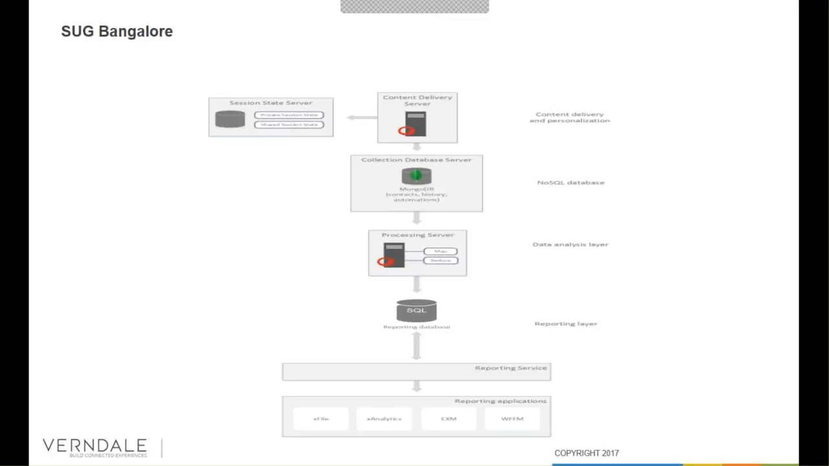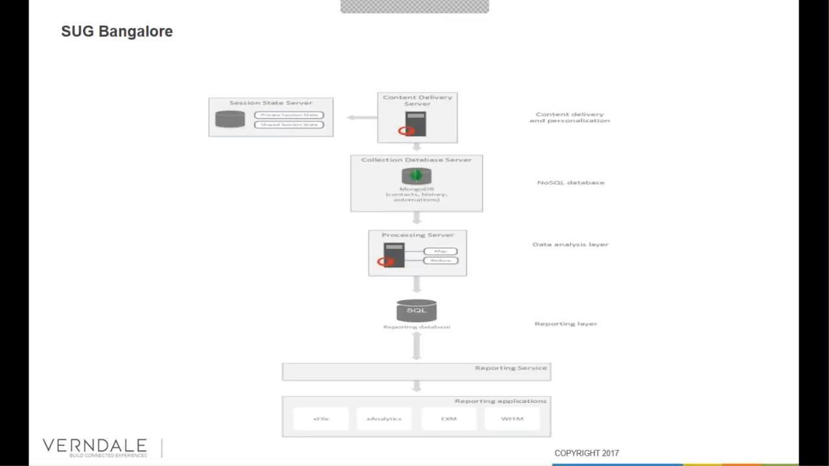Whatever information you have in your collection database has to go to your analytics database, which is a SQL based database. So it sits in between. From the content delivery server it takes the interactions, contacts, personalization, goals or campaigns, anything, and posts everything to your collection database. From there, using the processing server, everything goes to the reporting database. That's how it sits in between.